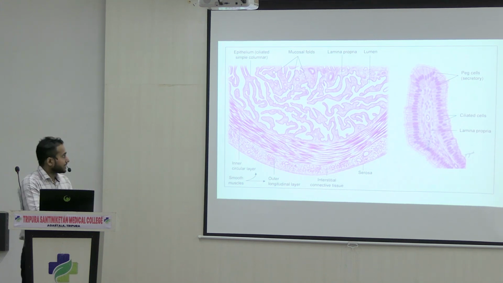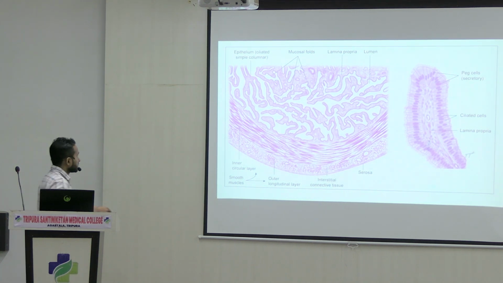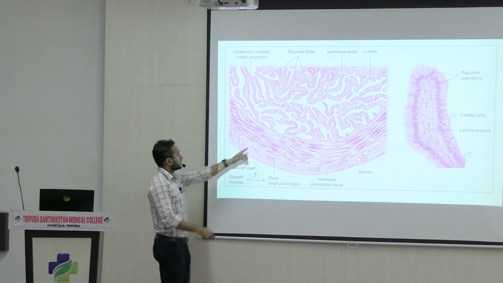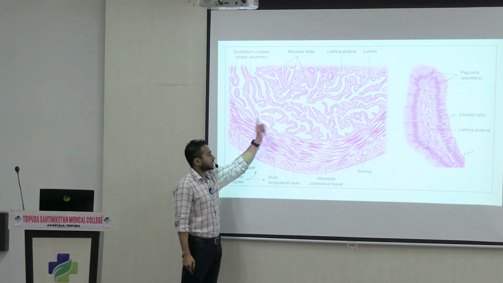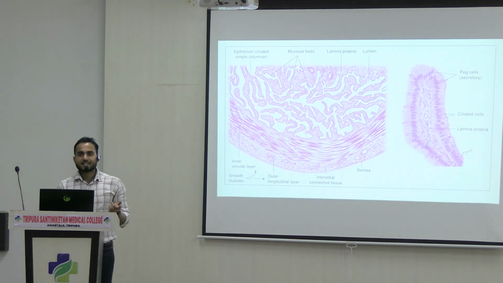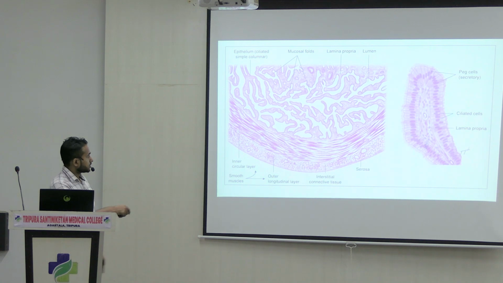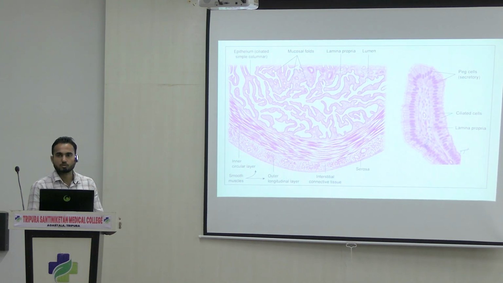So on that you have to identify the lining epithelium. This is the lumen, almost occupied by the mucosal folds. These are the lining epithelium, and this is the lamina propria. In the lining epithelium, as I said, two types of cells are there. To see this part clearly, a magnified version is shown over here.